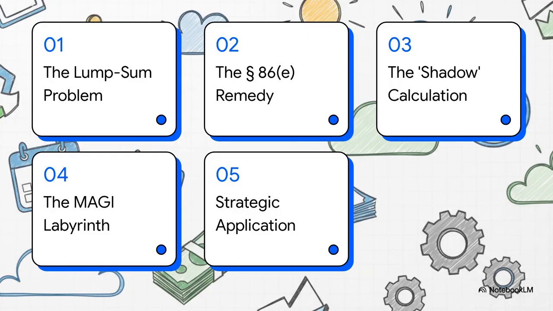Okay, so let's pop open the case file on this one. First, we're going to look at the evidence. What's the actual problem here? We're talking about income bunching. Then we'll check out the tool Congress gave us to deal with it. After that, it's time to get our hands dirty with the actual shadow calculation. And there are always hidden traps, so we'll navigate the whole MAGI Labyrinth. Finally, we'll wrap it all up with the verdict, when to use the selection and why it's so incredibly powerful.